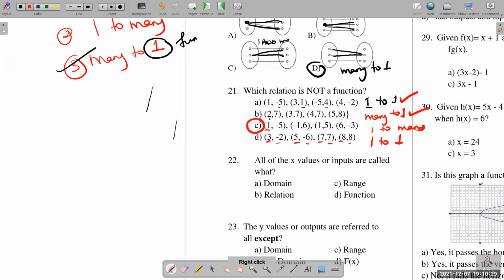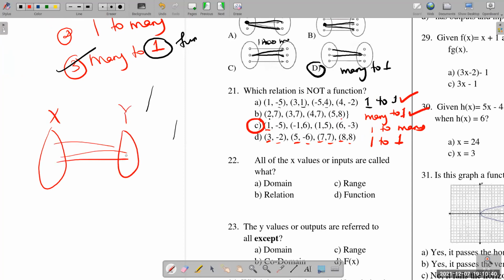Thank you, Janella. Domain. Remember when we did the mappings? So X here, Y here, and you got your mappings. And we know X is the domain, and Y is what? Y is the range. So this is A.